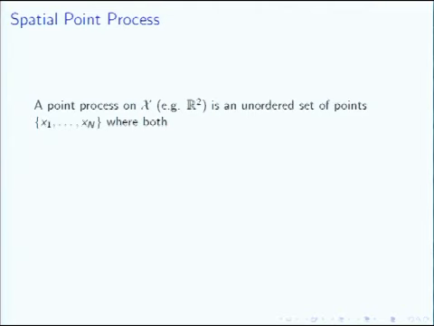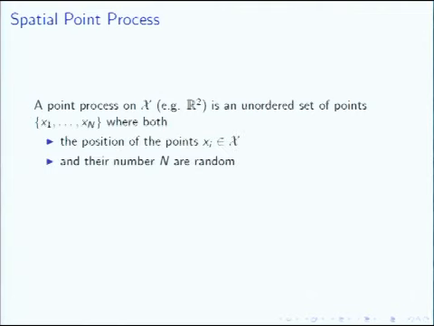So now what I'm going to do is look at a hidden Markov model where the hidden and observed processes are spatial point processes. So I need to define what a spatial point process is. So a point process on X is essentially an unordered set of points where both the position of the points and their number are random. The space where the pattern lives is also known as a state space, but hopefully it won't cause any confusion.